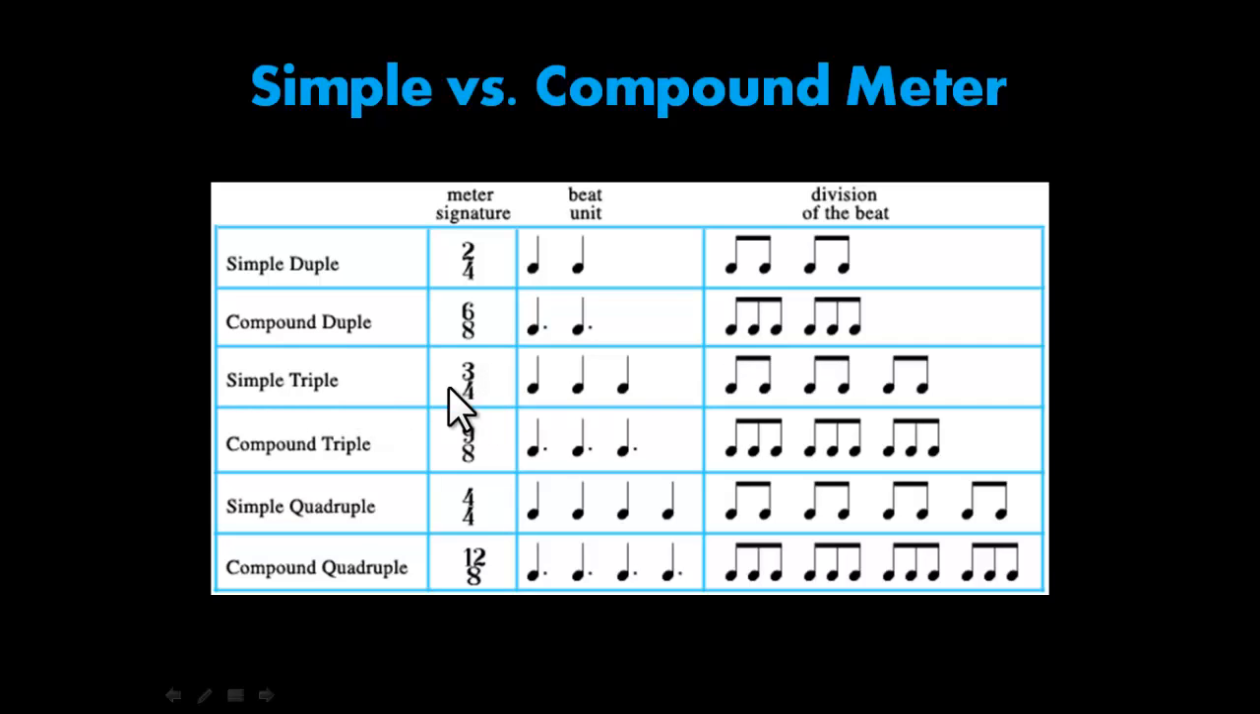Moving on to simple triple. 3-4 time signature is a part of this group. There are 3 beats per measure, so it is triple. And then each of these beats can be divided into 2 eighth notes, so it is simple. The same rules apply to compound triple, simple quadruple, and compound quadruple.